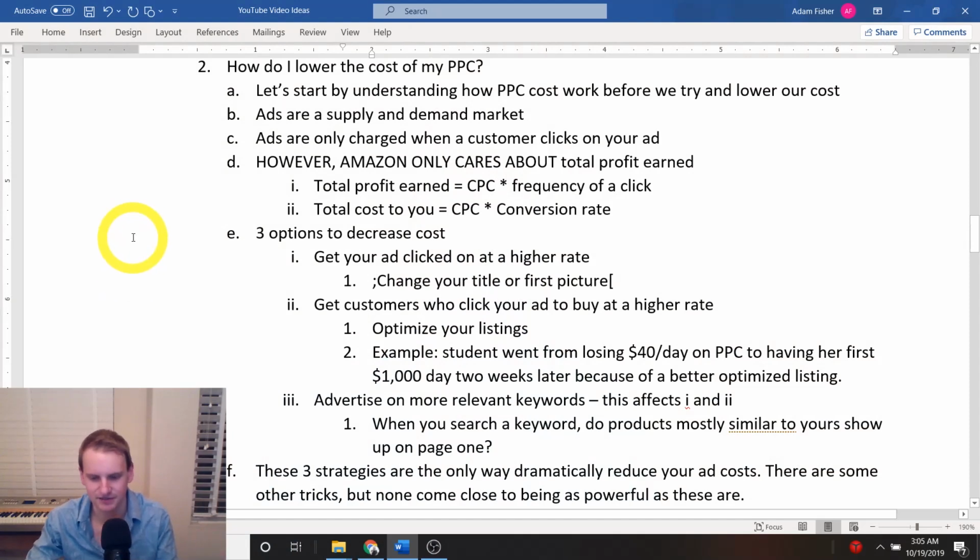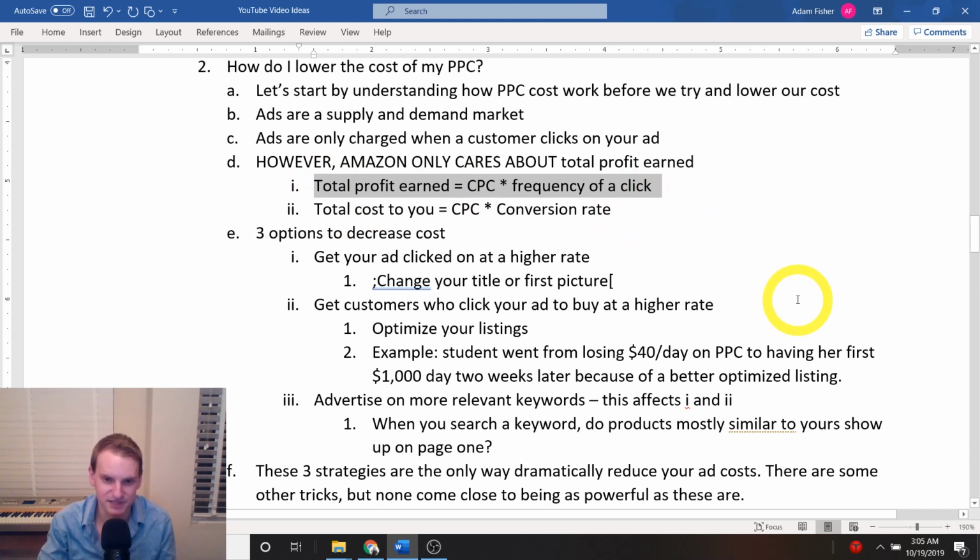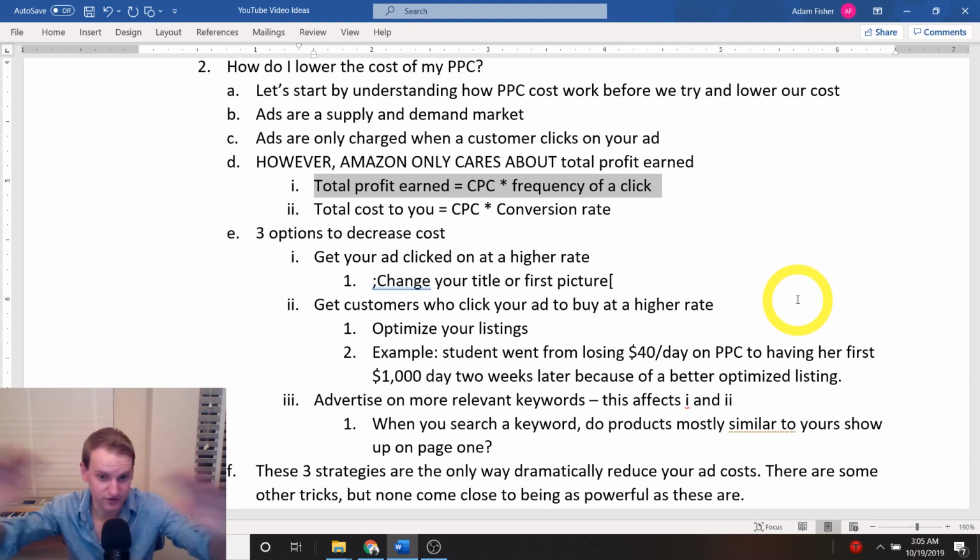So Amazon's total profit earned, let's take a look here. Okay, their total profit earned is equal to how much they charge you for a click, that's the CPC, cost per click, and how often that product gets a click. Okay, ding, ding. That's the first light bulb that should have gone off. So if your product gets clicked way more often than other products, Amazon can charge you a lot less per click, and they still make the same amount of money, if not more. Okay, so we'll come back to that.